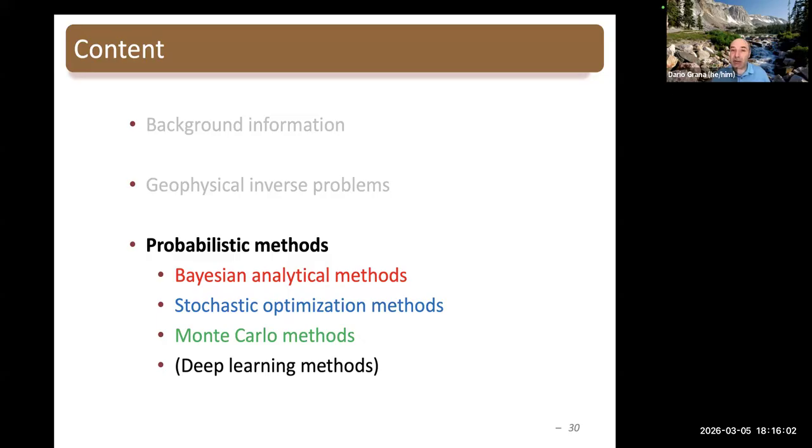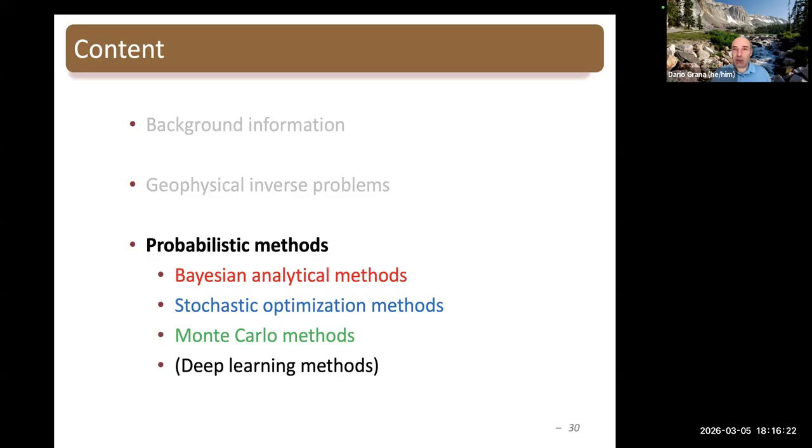Then we have Monte Carlo methods, where we essentially randomly generate a set of models, a set of realizations, and then instead of optimizing them, we accept them or reject them based on how well they match the seismic data.